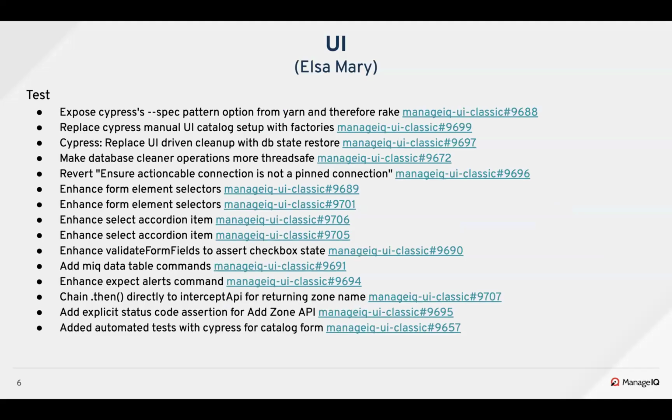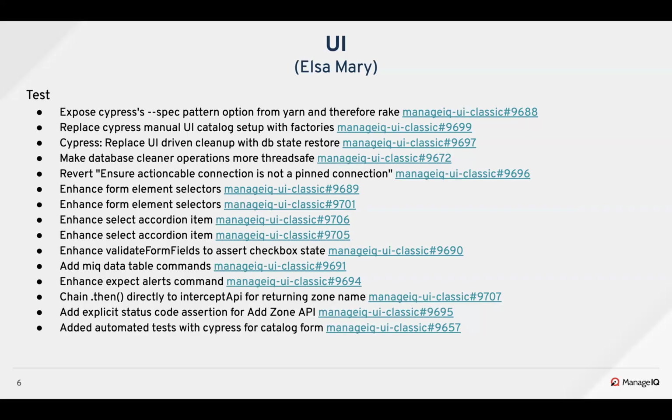Okay, for tests, we have contributions from Joe and Ashwath. So we have PRs to expose the Cypress spec pattern option from Yarn and Rake, replace Cypress manual UI catalog setup with factories, replace UI-driven cleanup with DB state restore, a PR to make database cleaner operations more thread safe, and there is a Rails PR that ensures the Action Cable connection is not a pinned connection. I think the change is already included in Rails 7.2.3, so this PR was dropped.